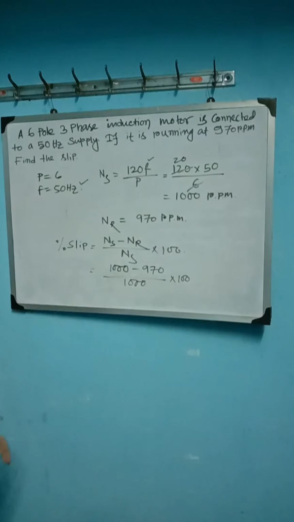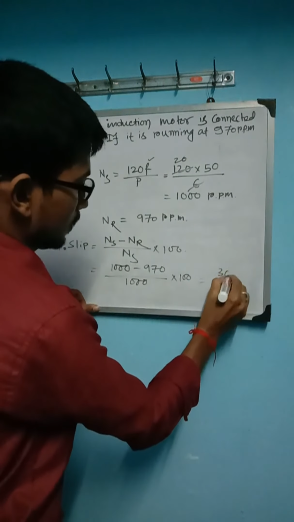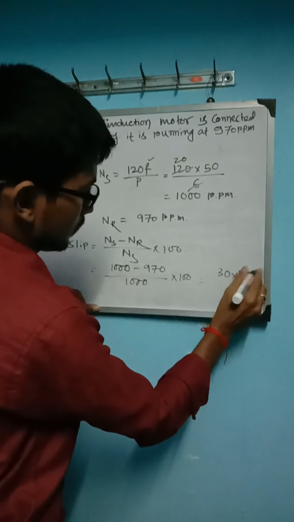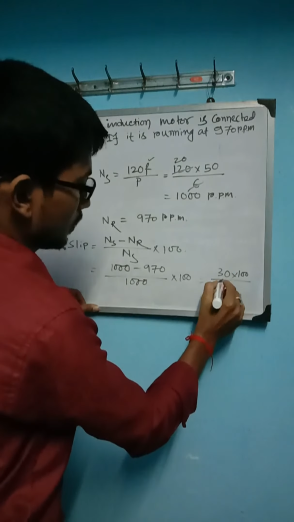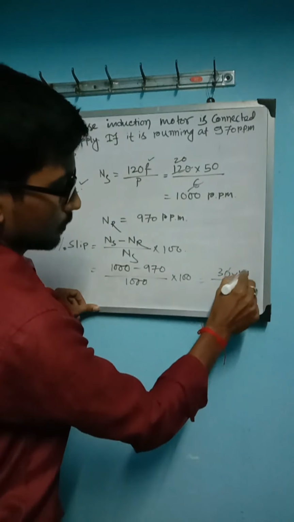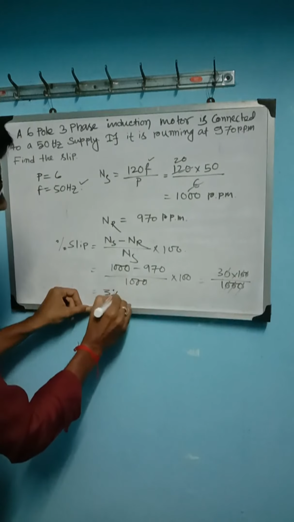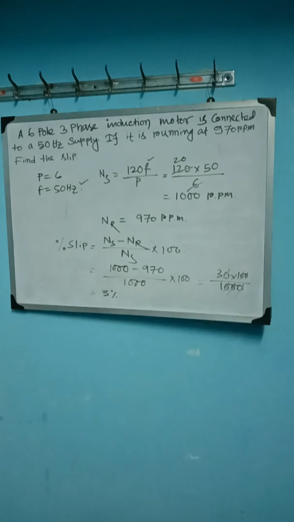So now the value will be 30 into 100 divided by 1000. So it will be 3. So the percentage slip is 3%. So it is very easy to find the percentage slip. Now we discuss another problem.